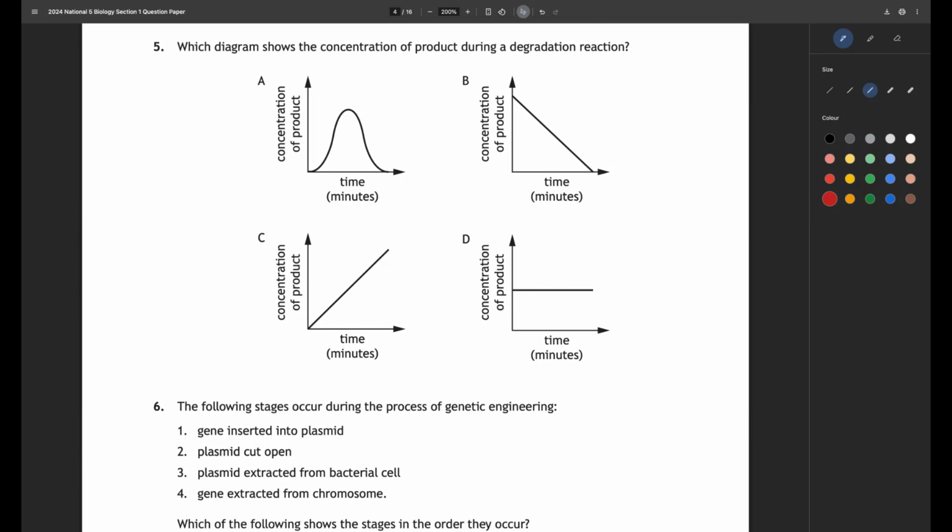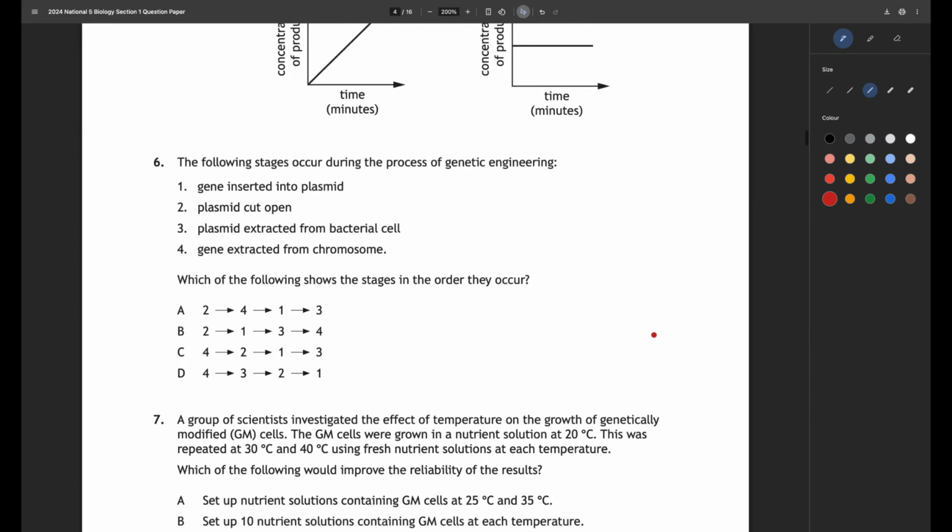Now, obviously, there are circumstances where, for example, you run out of substrate and therefore the product that's made is obviously going to slow down eventually. But this one is during the reaction, so it suggests that there's enough substrate available, which means it's going to be C for this one, where we see that continuous increase in product made over the course of the reaction. Okay, so C for that one.